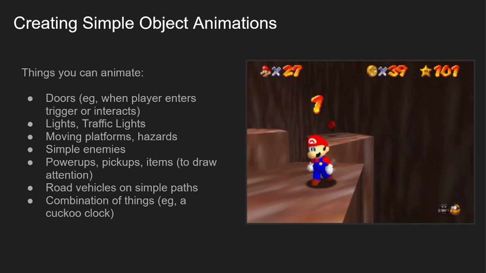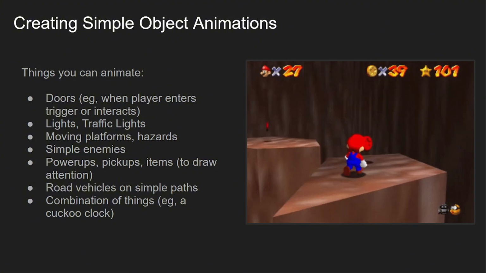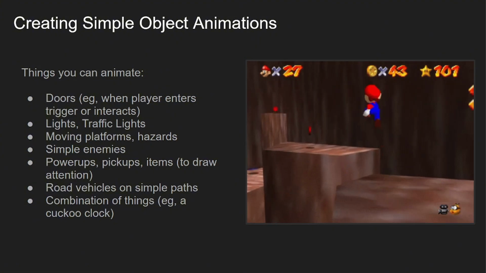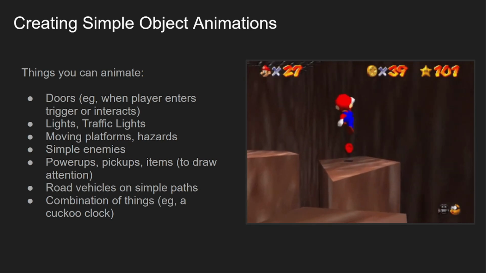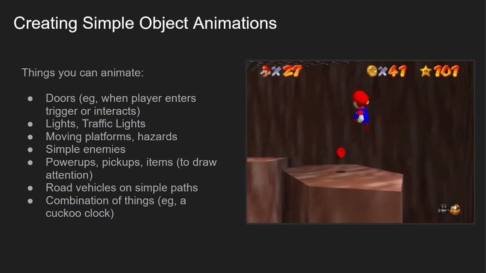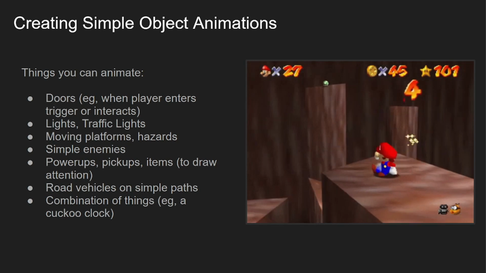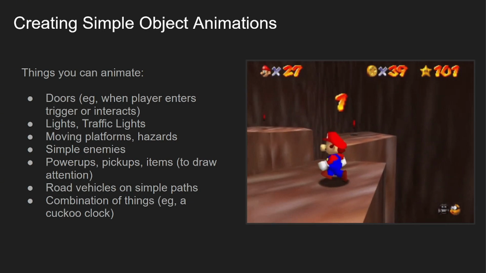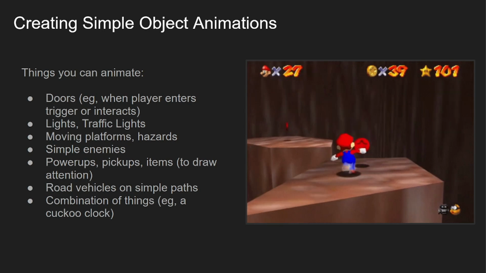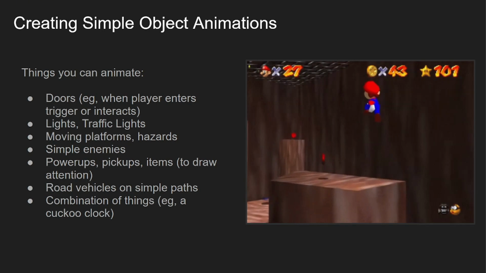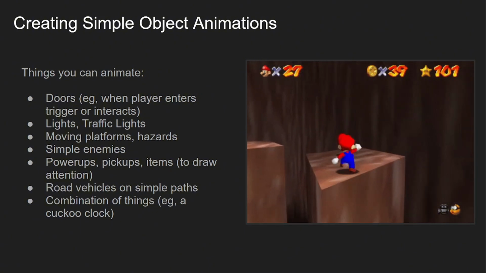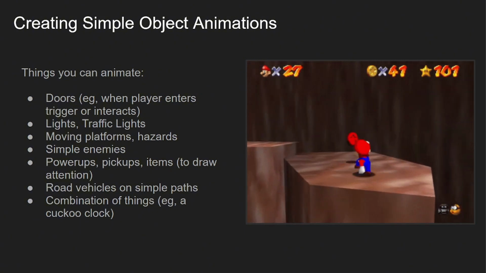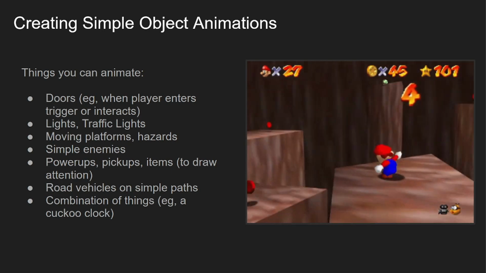You can even animate properties of a script. It's really powerful what you can do, and we'll show you some of this. But the things that you want to draw attention to, like power-ups, pickups, and items, you can animate those. You can animate vehicles to make a city feel alive. Or you might combine things like a cuckoo clock, where you have doors open, something shoots out, makes a sound. You can use an animation timeline to trigger events, sound, visual effects, stuff like that.